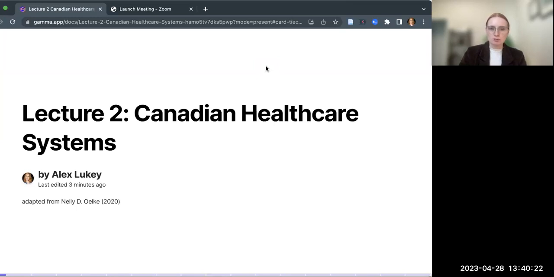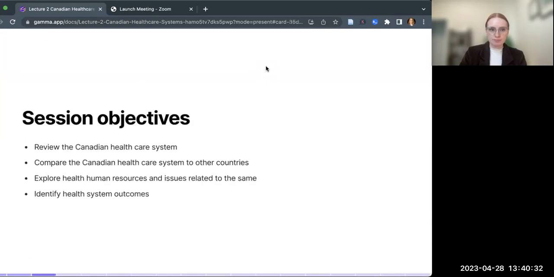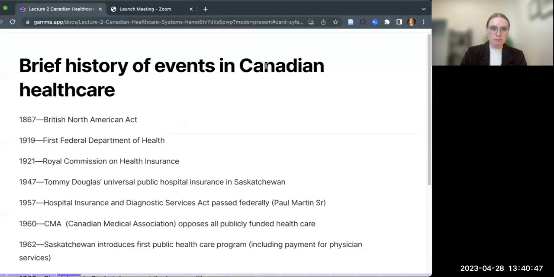So in this lecture, we're going to talk about Canadian healthcare systems. Brief overview, we're going to look at healthcare systems, human resources, as well as health system outcomes. So we're going to take a look at the Canadian healthcare system, do some comparisons to some other countries, explore human health resources and other issues related to human health resources, and then also, again, look at some outcomes.